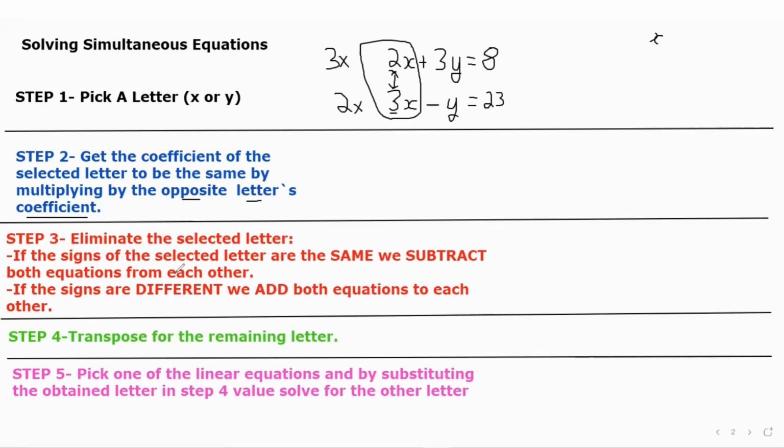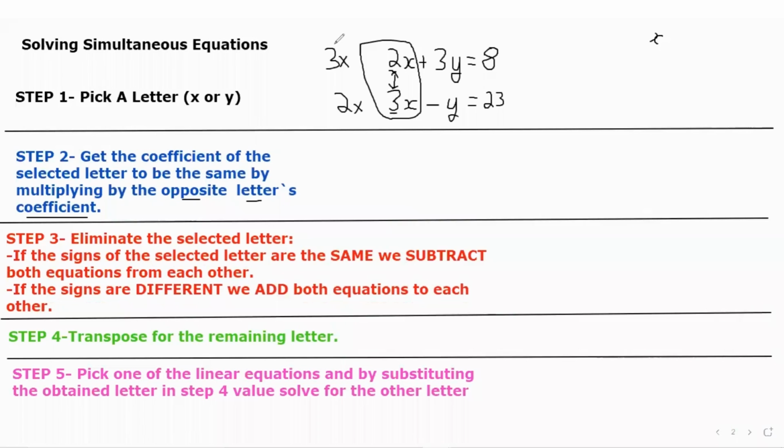Step 1, step 2, step 3. This is the elimination step: eliminate the selected letter. How? If the signs of the selected letter are the same, we subtract the equations from each other. And if the signs are different, we add both equations to each other. Let's see what happens here, and finish off this part.